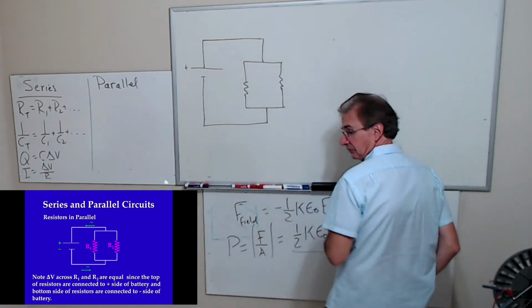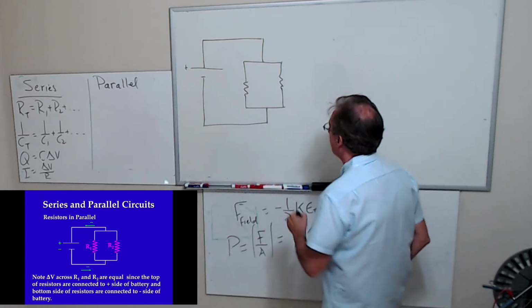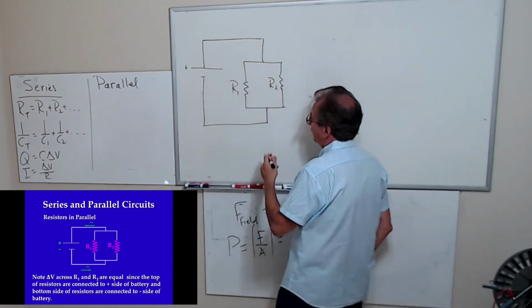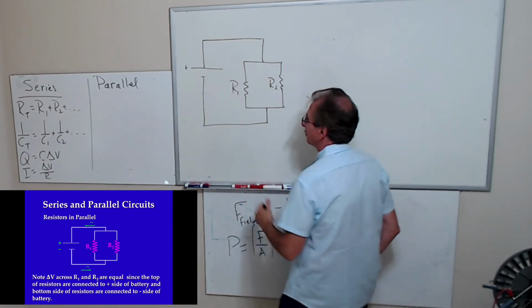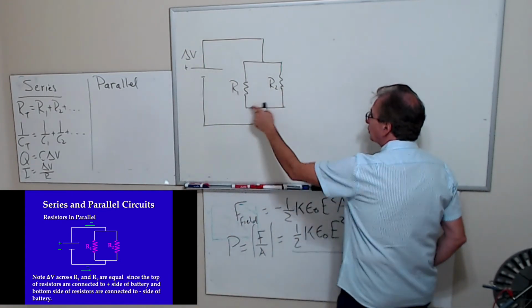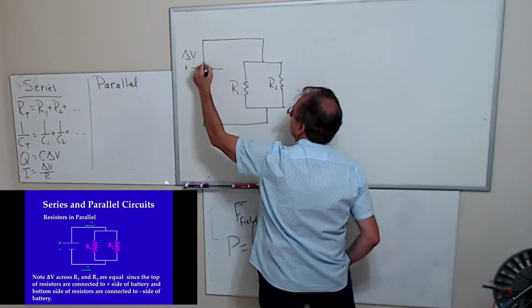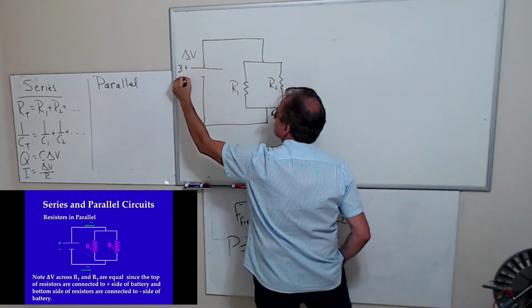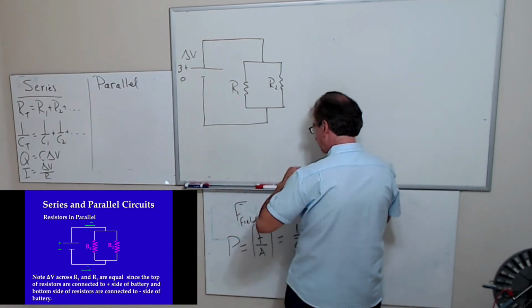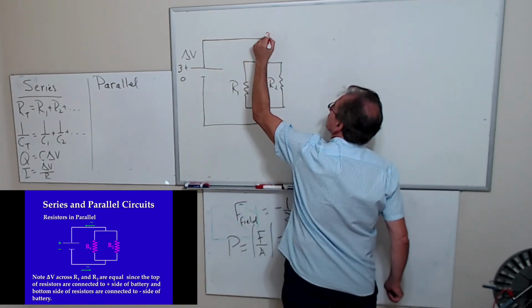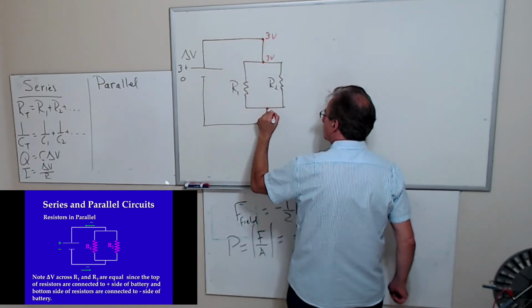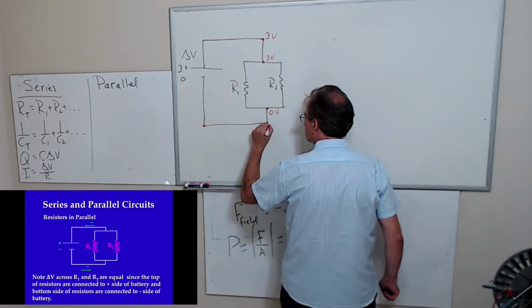Okay, so I have 2 resistors in parallel, R1 and R2. Of course, what I want to do is replace these two with an equivalent resistor. Since these two are in parallel, let's say this is 3 volts and this is 0 volts. This points at 3 volts. This points at 3 volts. This points at 0 volts. All these are at 0 volts.